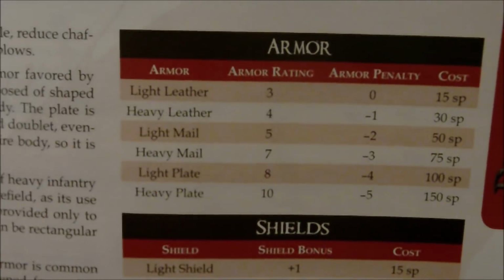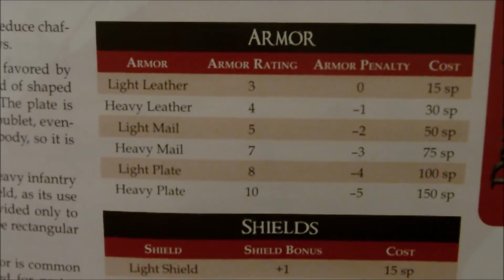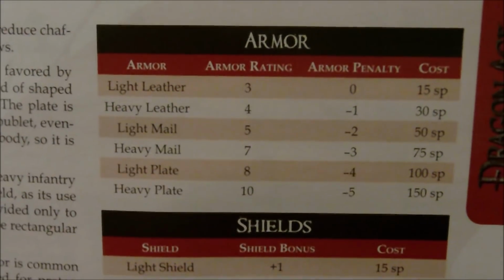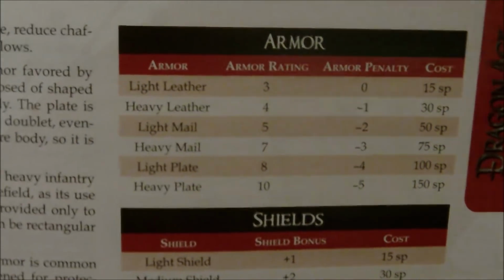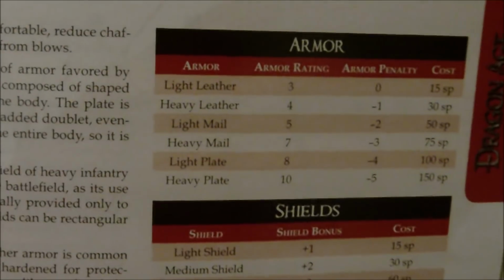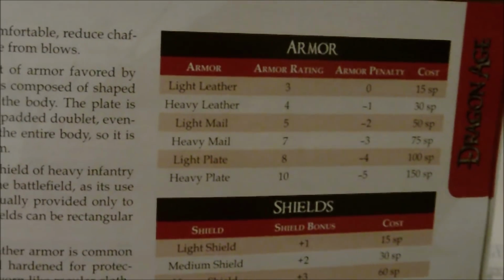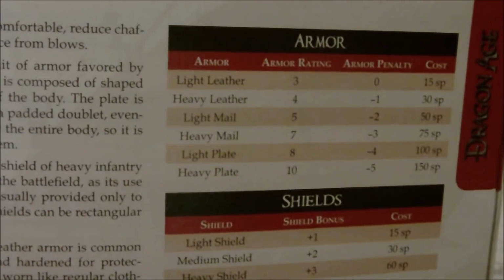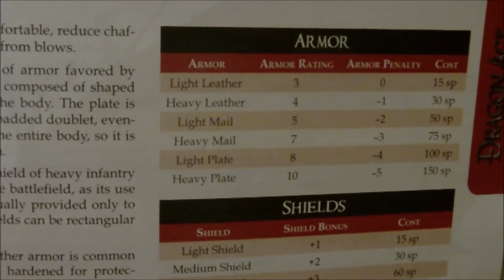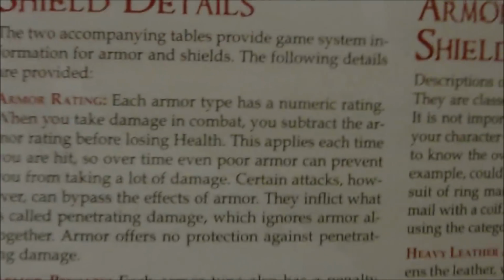So what we have is armor rating and armor penalty. Now, defense is calculated completely differently. Defense is how easily you can dodge attacks and prevent yourself from getting hit in the first place. What armor rating does, however, is reduce the damage that you take. So we've got that right here.